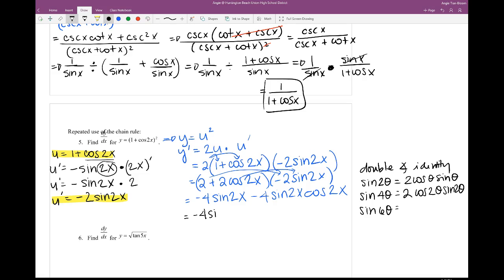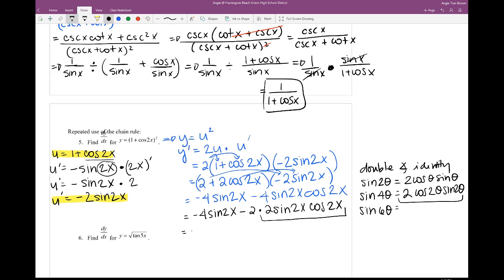-4 sine 2x. Not much we can do with that. But this one, I'm going to write this. 4 is 2 times 2. Sine of 2x cosine of 2x. Then would you agree that this fits in that double angle identity? Right there.